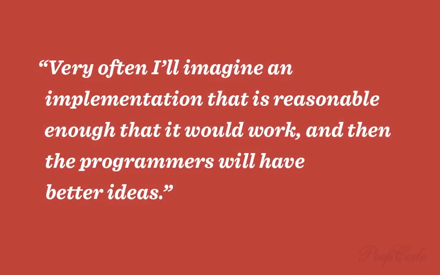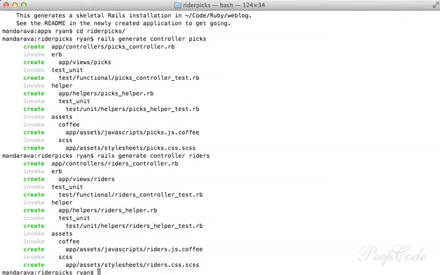Very often, I'll imagine an implementation that is reasonable enough that it would work, and then the programmers will have better ideas. But I'm imagining right now that when I hit this, I'm going to have a new user, and I'm going to be attaching picks to that user, and then if they bail, we can garbage collect that later. Then when they provide their email address, we'll finalize the user creation somehow. This thing could actually be submitting to users create, I could imagine. But there's enough that I'm not sure about there that I'm not going to worry about talking that through too much. I'm just going to build some stuff, because we can move things.